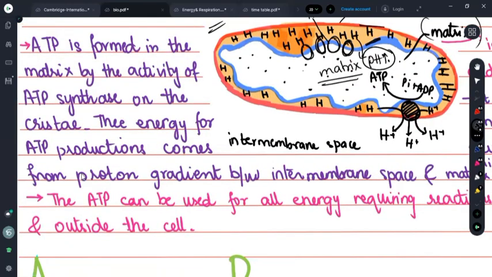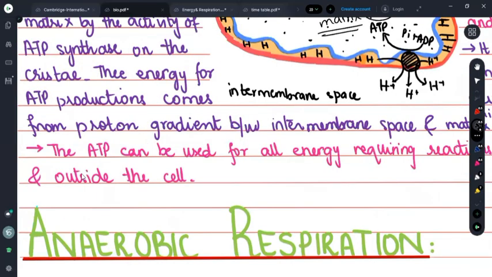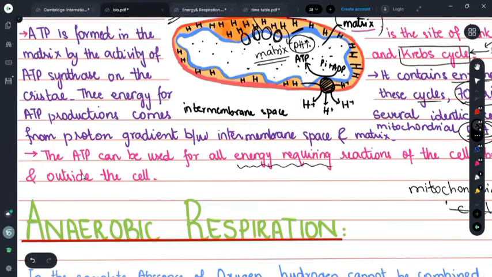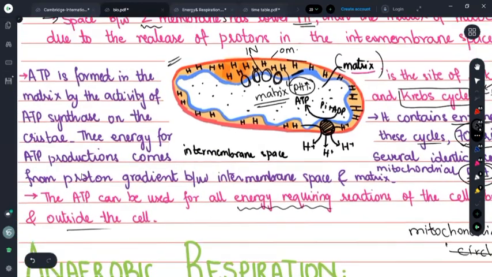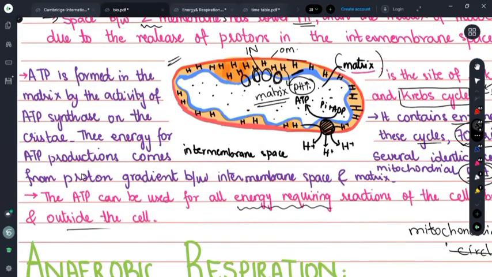Then ATP is formed in the matrix by the activity of ATP synthase on the cristae. The energy for ATP production comes from the proton gradient between the intermembrane space and the matrix. This ATP can be used for all energy-requiring reactions, both inside the cell and outside the cell. So ATP is formed by the activity of ATP synthase, which is present on the inner membrane.